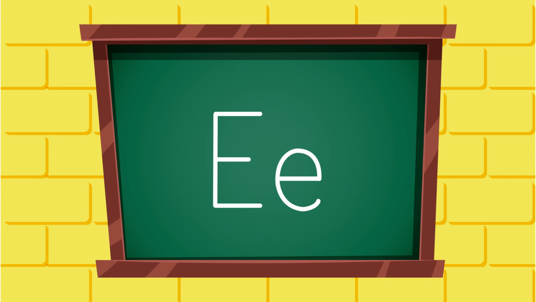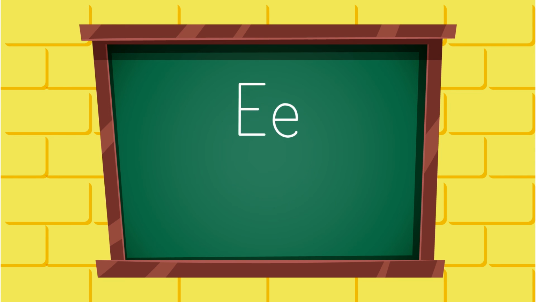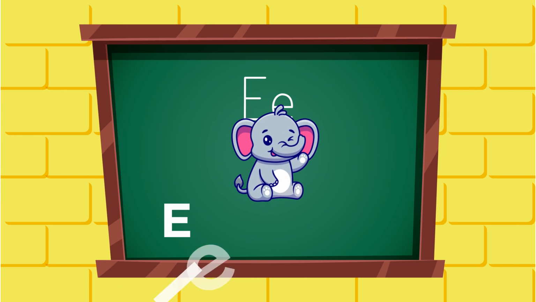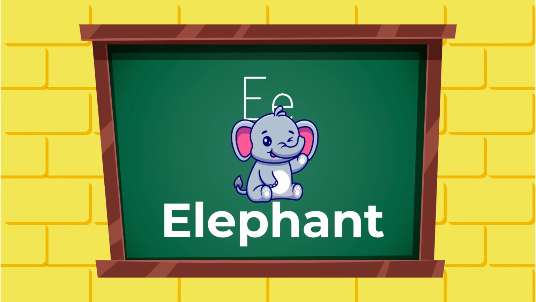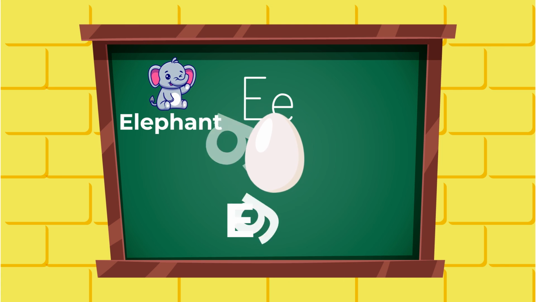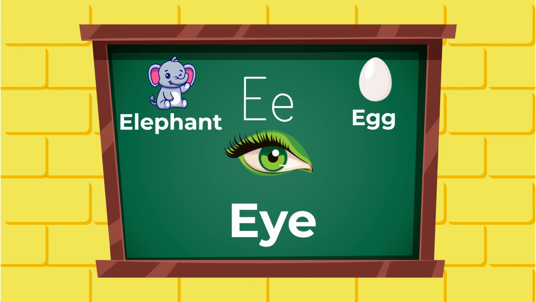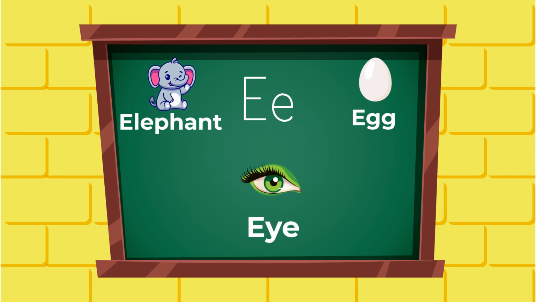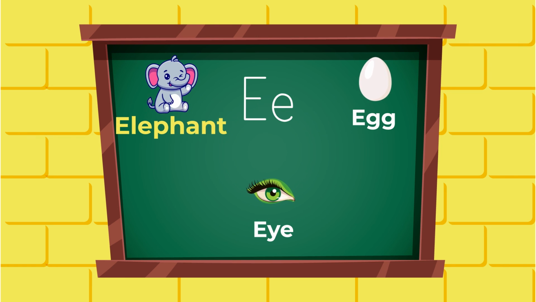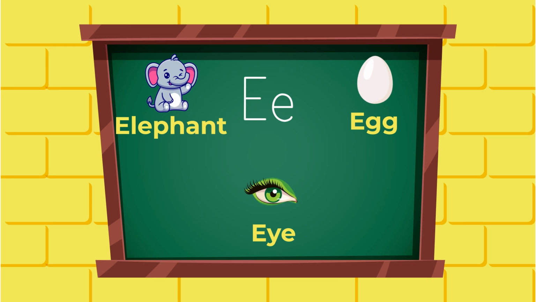Next, let's see what words start with the letter E. E for elephant. E for egg. E for eye. Say it again with me. Elephant, egg, eye. Good job!